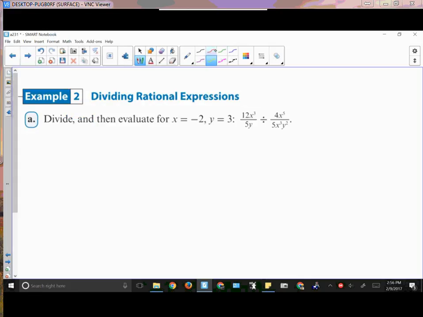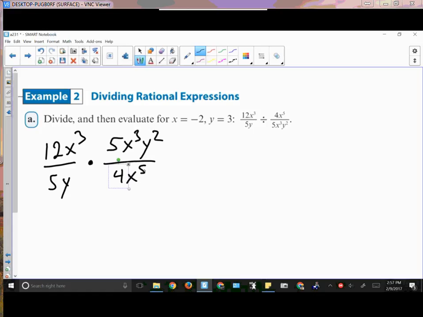I want to deal with this one here. We're supposed to go through and take 12x cubed over 5y and divide it by this, but we can't divide by a fraction, so we multiply by its reciprocal. So this goes to multiplication, and we flip it around. What was on the bottom now is on the top. So now I'm going to have 5x cubed y squared all over, what was on the top is now on the bottom, 4x to the 5th. That is how it happens.